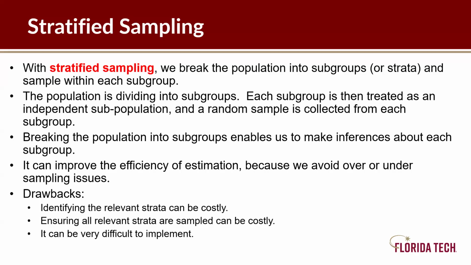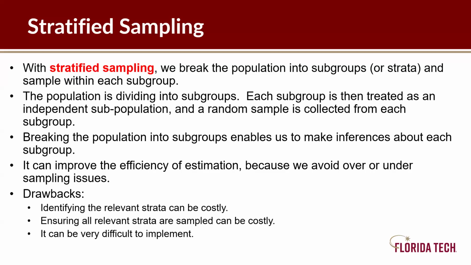By breaking the population into subgroups, that allows us to make inferences about each subgroup. It can improve the efficiency of estimation because we avoid the over or undersampling issues. The drawbacks are, well, identifying the relevant strata might be costly, right? If you don't know that a type of subgroup is important, you don't know to divide up and look for it. Ensuring all of them are sampled can also be costly, right? And it can be very difficult to implement that.